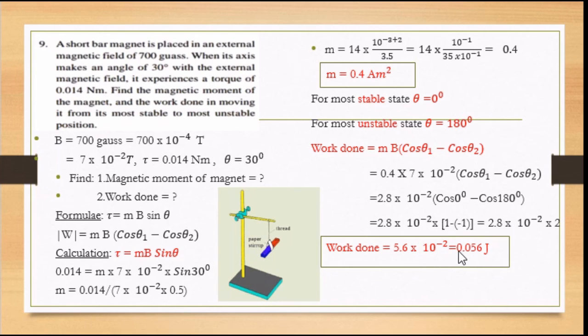If you solve this, you will get 0.056 joule. So this is the work done whenever the magnet moves from most stable state to most unstable state. So the work done is 0.056 joule.